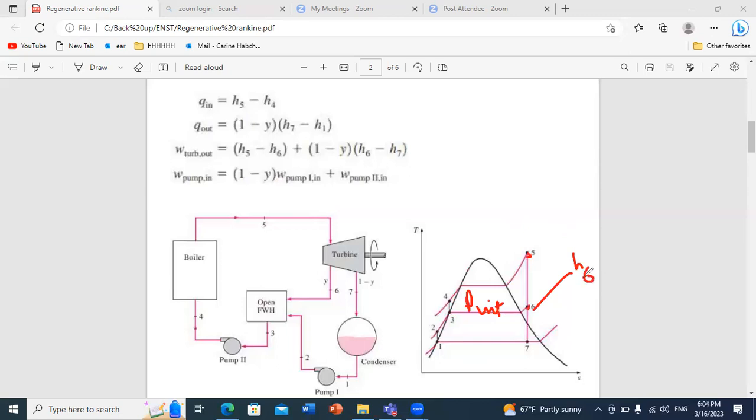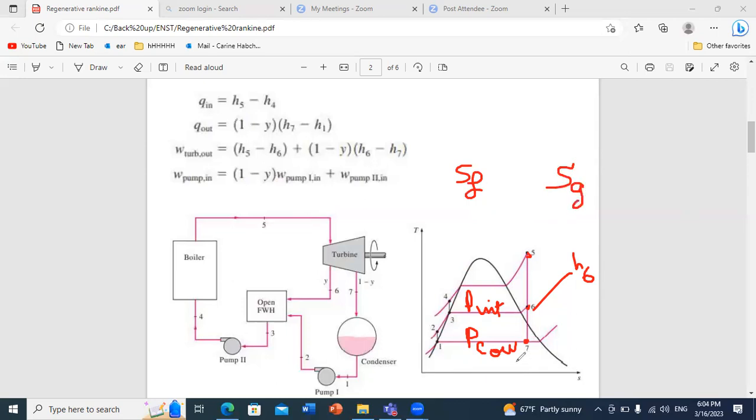While in general for point 7, to know if it's inside the dome or not, you go to the saturated tables of water and you check for P low. In general you have a table that will give you what is s at point f, saturated liquid, and what is s at point g, which is saturated vapor.